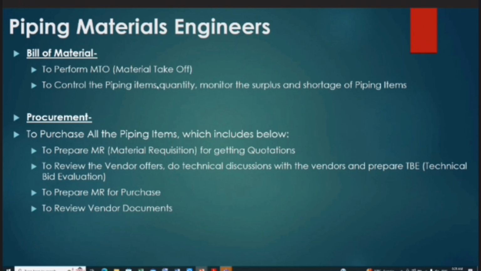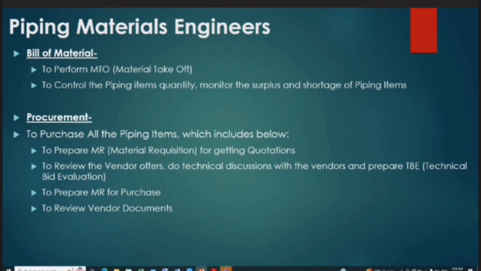To control the piping item quantity, monitor the surplus and shortage of the piping items. Everybody knows that our projects run for at least 1 year. So let us say our project in the engineering phase runs for 2 years. Then we do not procure the items after the 2 years. From day one, we will start procuring the items.